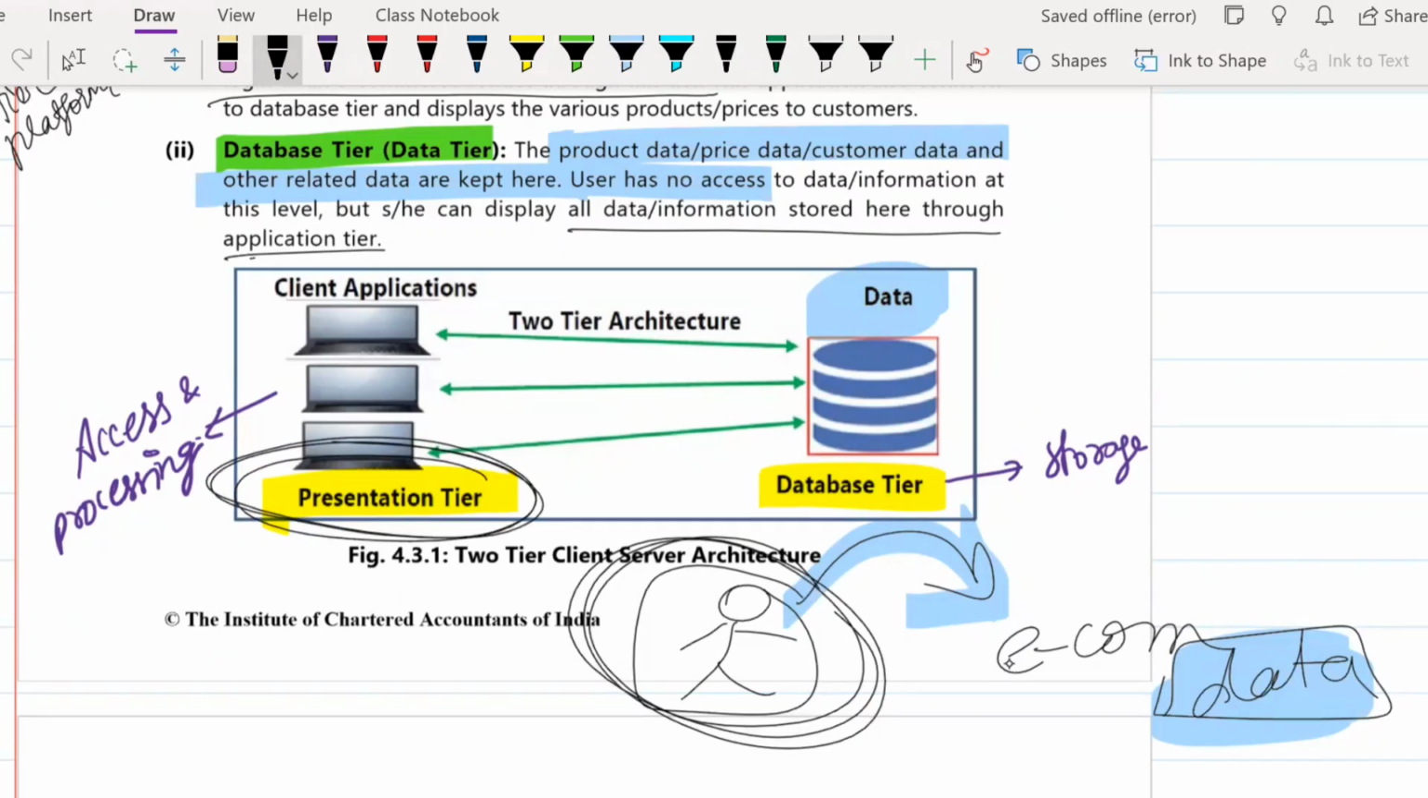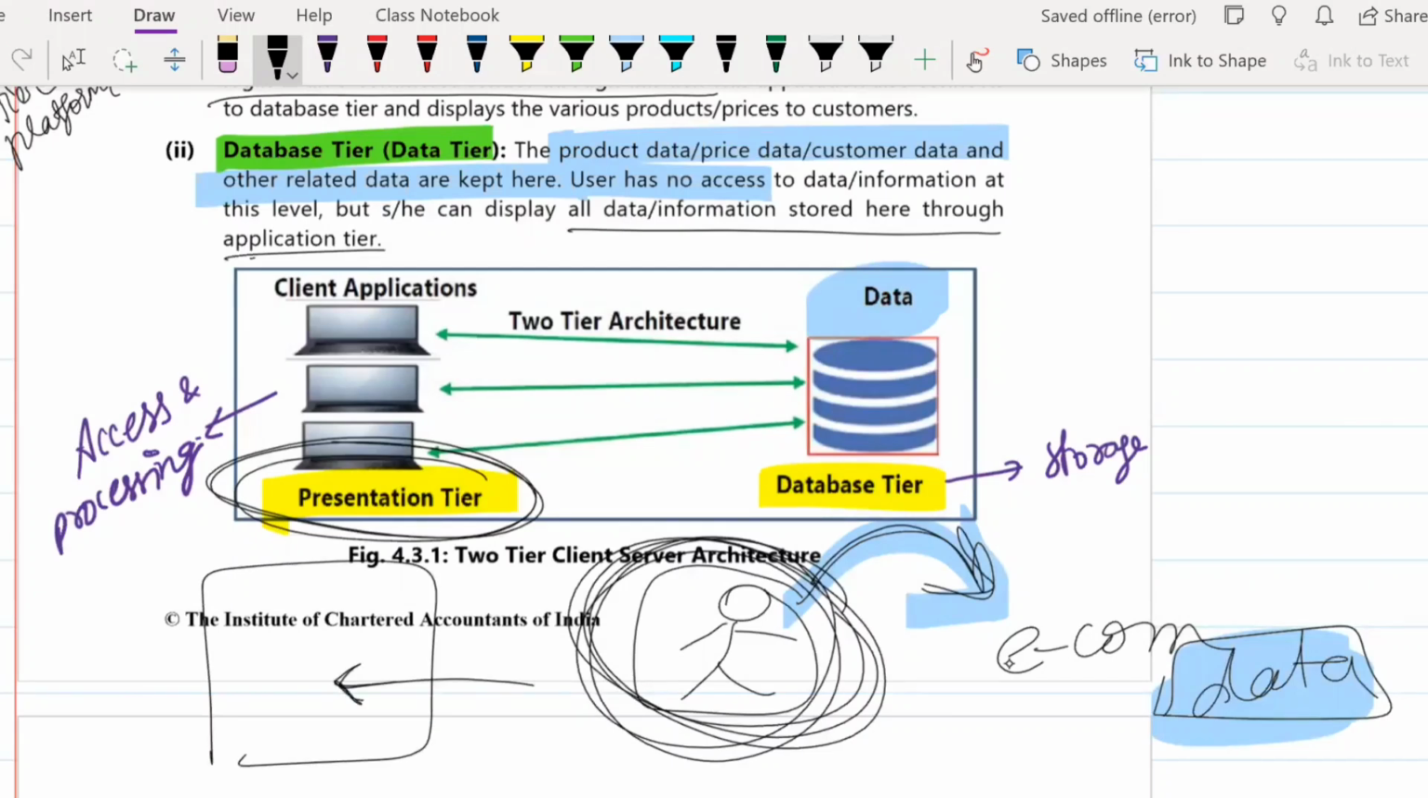So what happens in the presentation tier is that this customer can interact. This is like an interface to them, the screen through which they will be able to interact with the database tier. And second, if there is any processing, suppose this user goes and types www.amazon.com. If he types that, a screen will open. Who will help in opening or displaying the screen? Presentation tier.